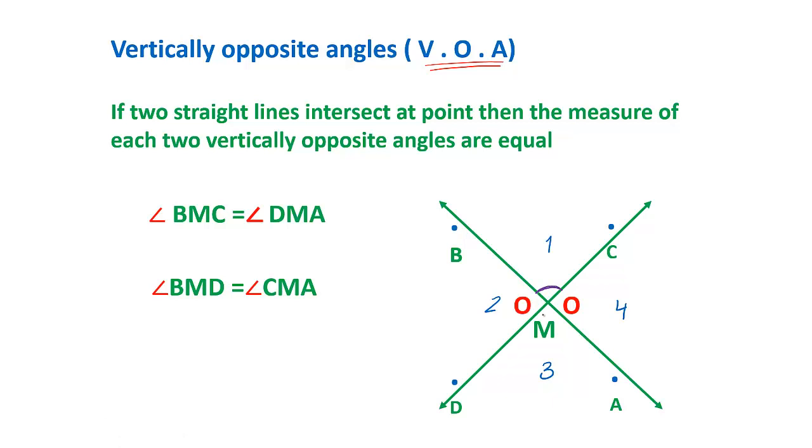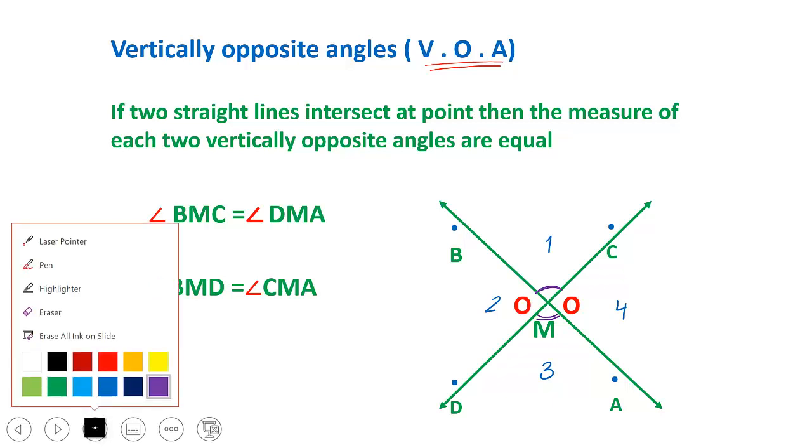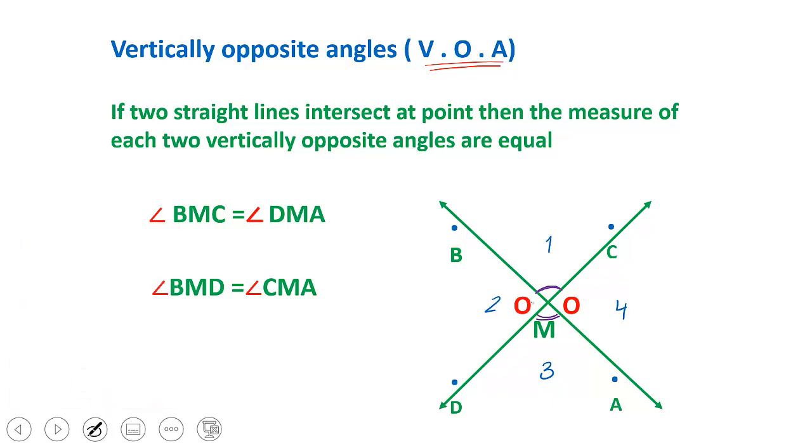in measure. This angle is equal to this one. And also, I will have the other 2 opposite angles equal in measures, which are this angle and this angle. Each 2 opposite angles are equal in measure. And this is the first relation. Let's go now to the second relation.